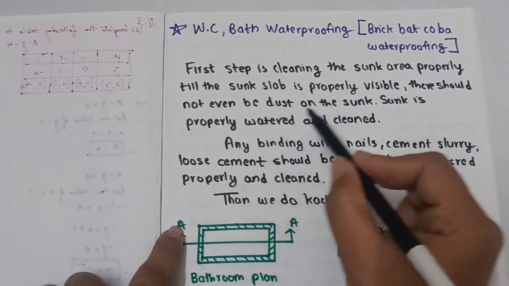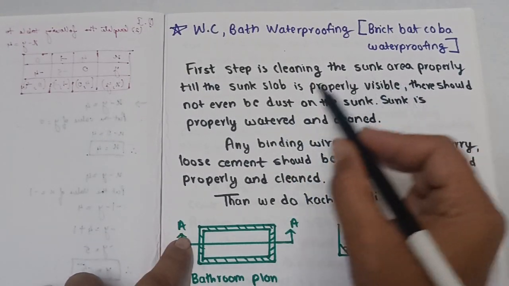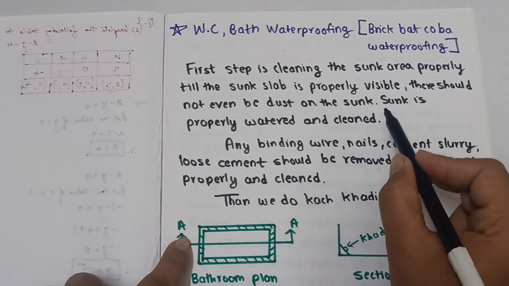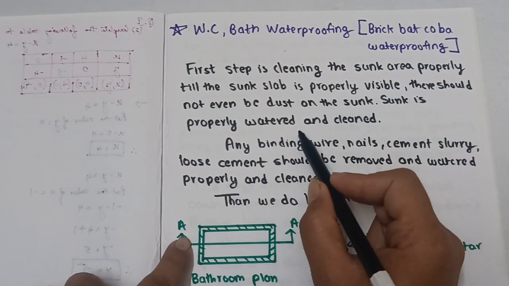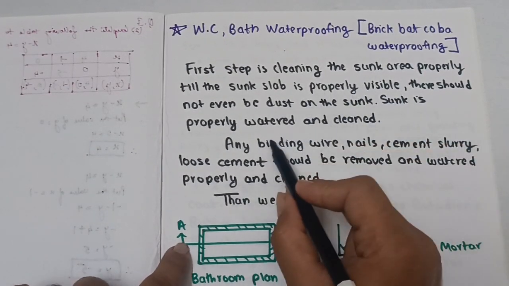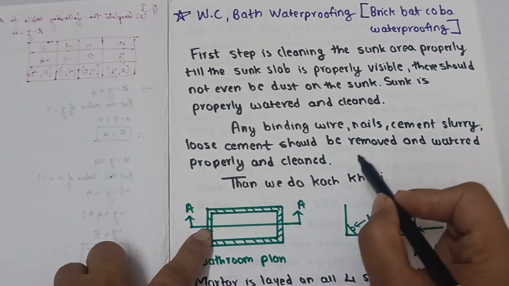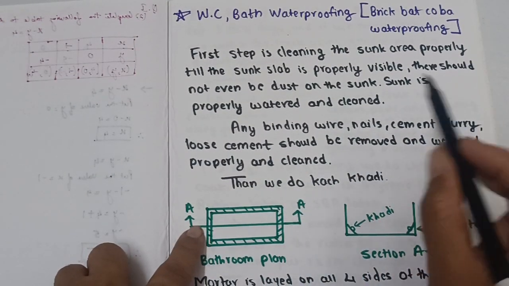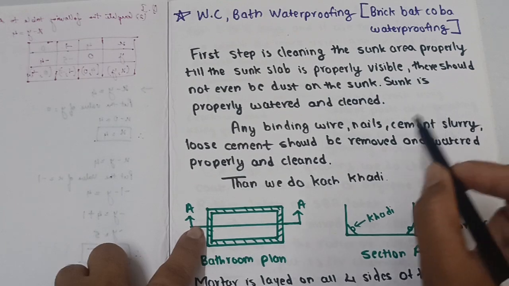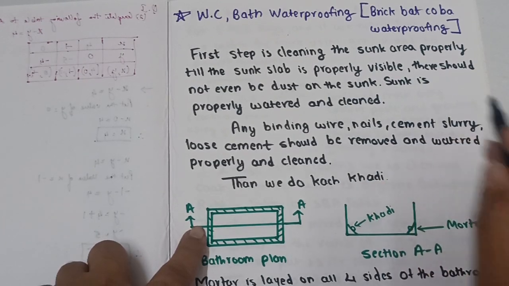First step is cleaning the sunk area properly till the sunk slab is visible. There should not even be dust on the sunk. Sunk is properly watered and cleaned. Any binding wire, nails, cement slurry, loose cement should be removed and watered properly and cleaned.